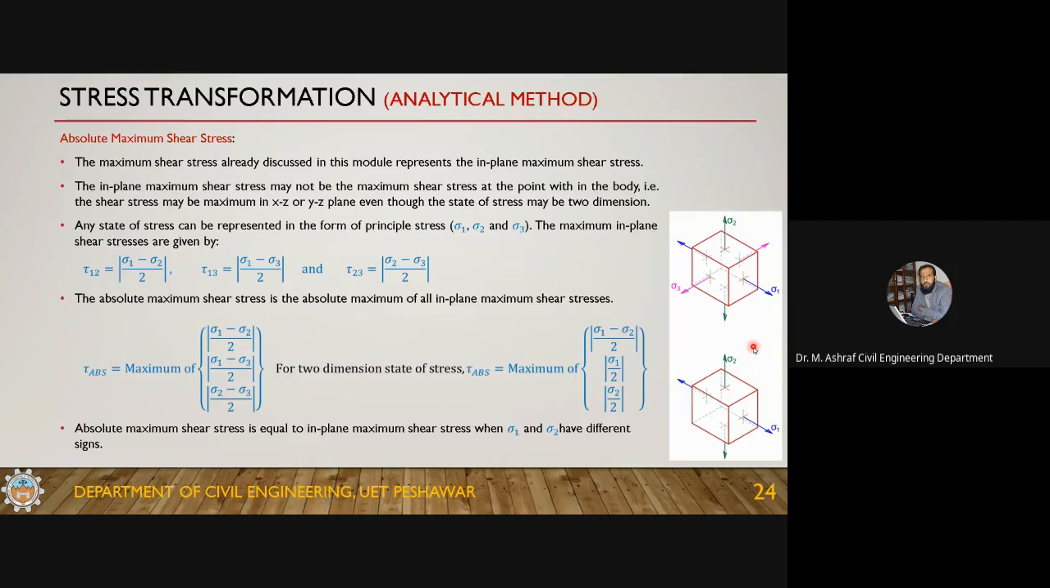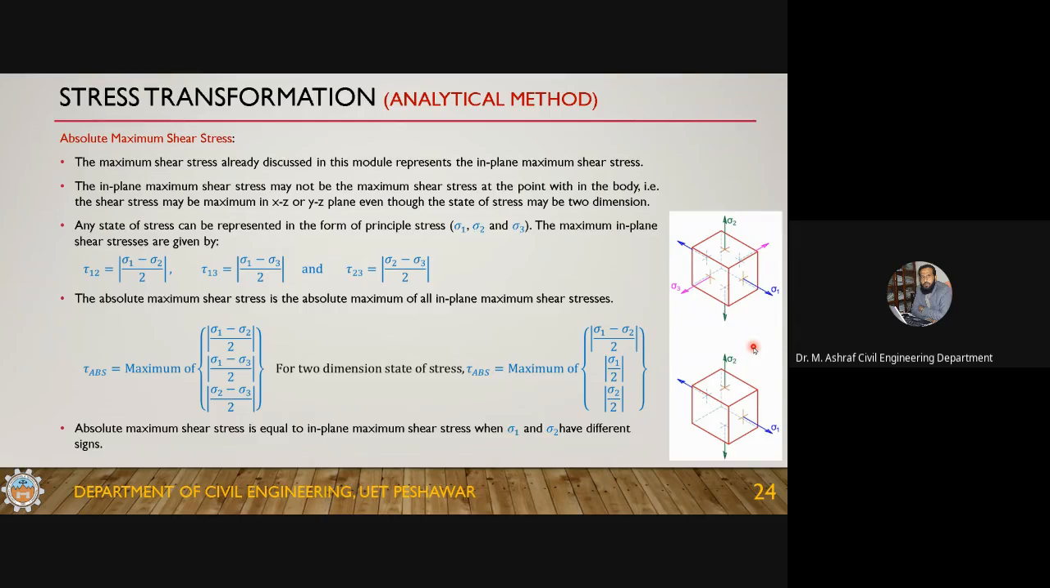Now, the last topic of this analytical method is the absolute maximum shear. The maximum shear stress already discussed in this module represents the in-plane maximum shear stress. In-plane means within the XY plane, the plane which we are discussing. In the same orientation, you rotate within the same plane, so that it gives you the maximum shear stress, and this is known as the in-plane maximum shear stress.